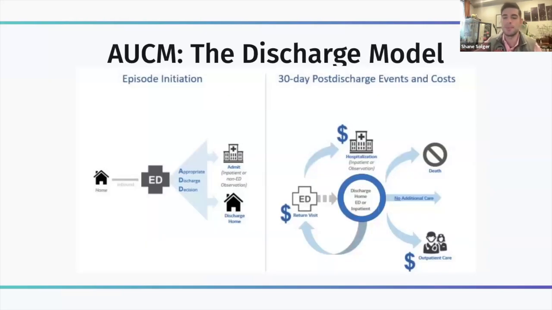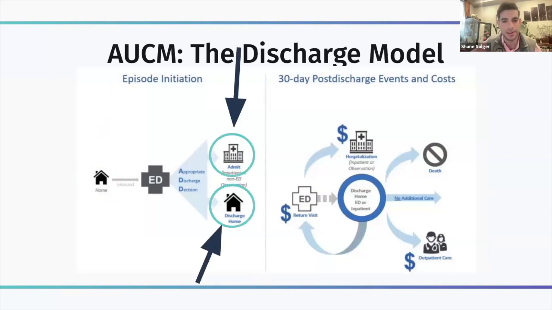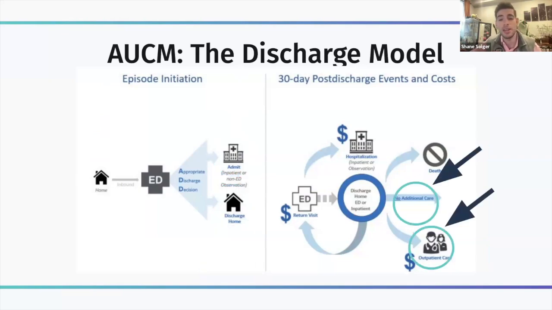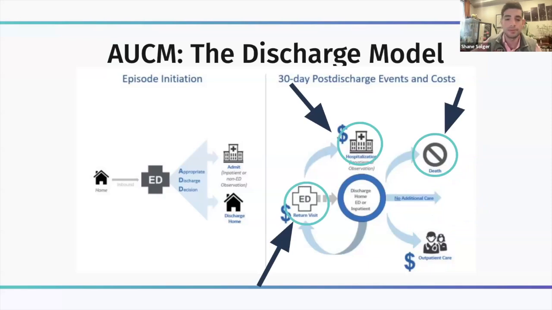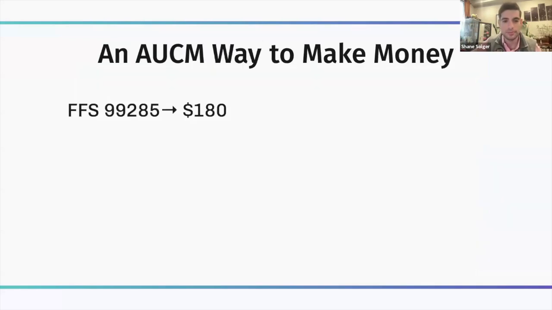So let's kind of follow this model from start to finish. So the patient comes to the emergency department with one of those complaints, and the ED doctor makes a decision, and the patient is either admitted or discharged home. If the doctor discharges someone from the ED or observation, and in 30 days there's no bounce back to the ED leading to another observation or admission, then your emergency department makes money. On the flip side, if the ED discharges someone and they do bounce back or have a bad outcome within 30 days and are admitted, then your ED loses money with the model.